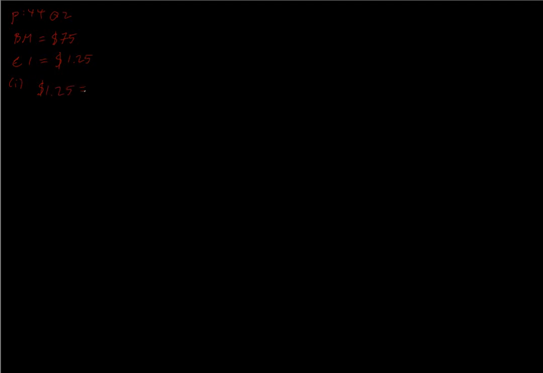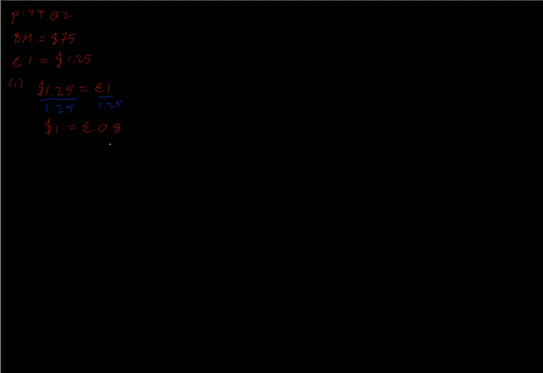$1.25 is equal to €1. Now we know that any number divided by itself is going to be 1. So if we divide both sides of our equation by $1.25, then we are going to find out what $1 is equal to in euro. Make sure you keep your units on both sides of this equation. So we find out that that is 80 cent or 0.8 euro.